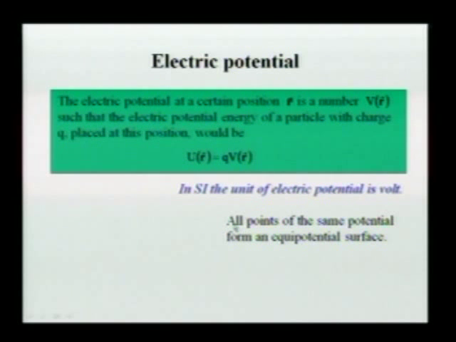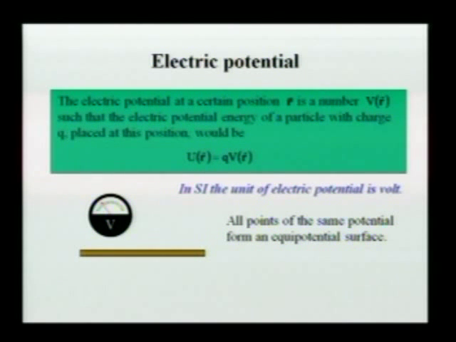If we connect all points in space which have the same potential, we will get a surface which is referred to as an equipotential surface. And in order to measure potential, we have a very simple device. We call this device a voltmeter.